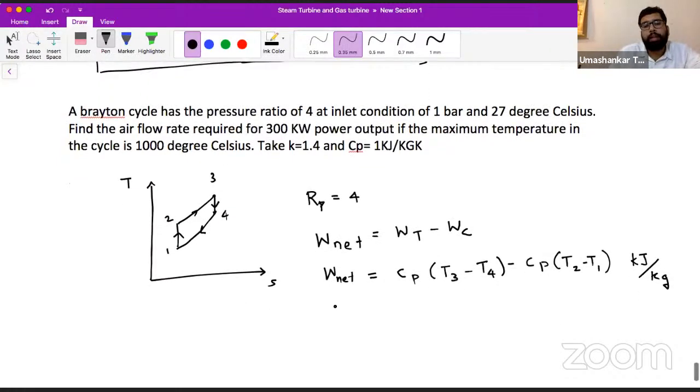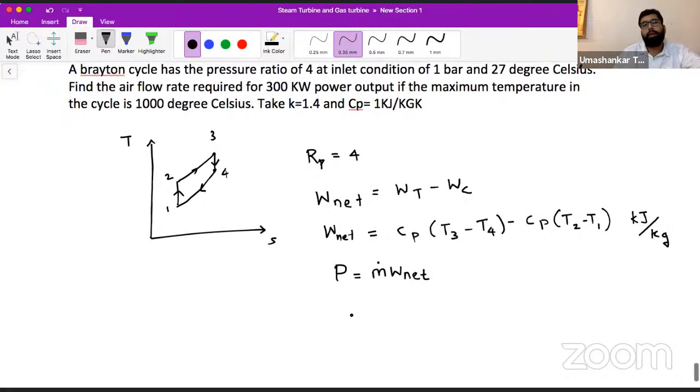Now, if we say power, power will be m dot into net work. Yes or no? M dot into net work. So our power is going to be 300 kilowatt. Let's put it in kilowatt only, and m dot.